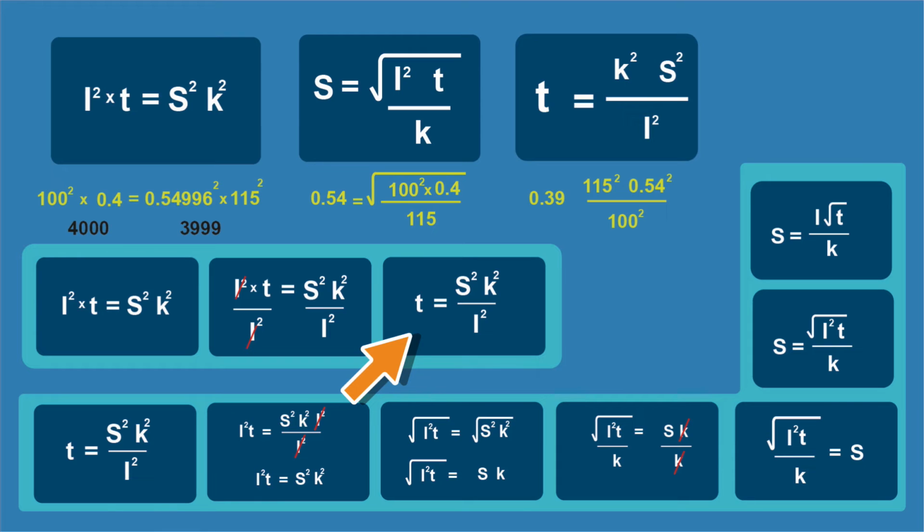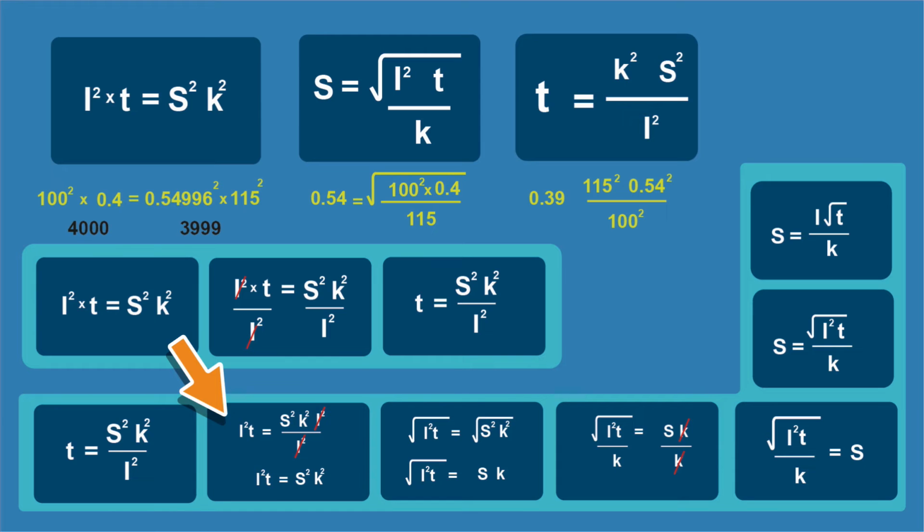So to get from the thermal withstand to the adiabatic, we want to get S by itself. S is the size of the conductor. So first off, let's get rid of the I squareds on the right hand side. The I squared is dividing, so we need to times. We do that on both sides. So we end up with I squared T equals S squared K squared.